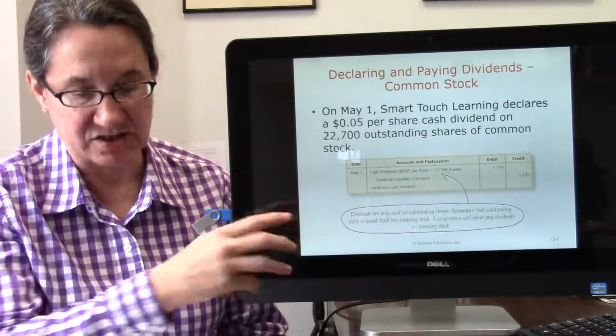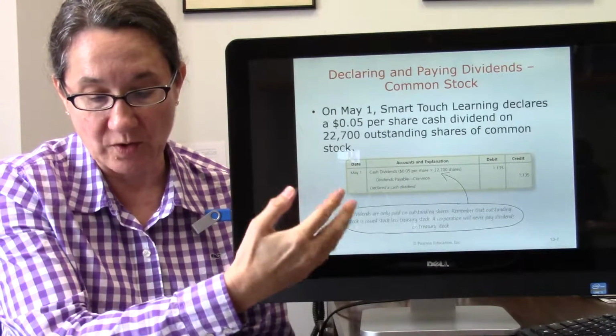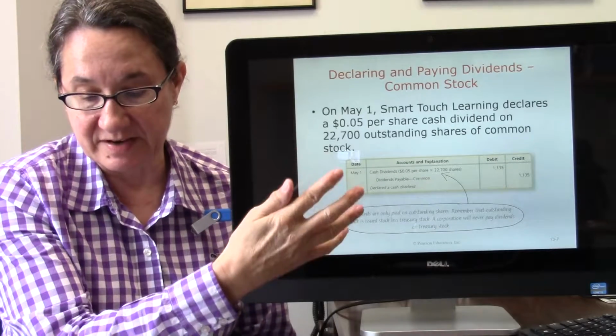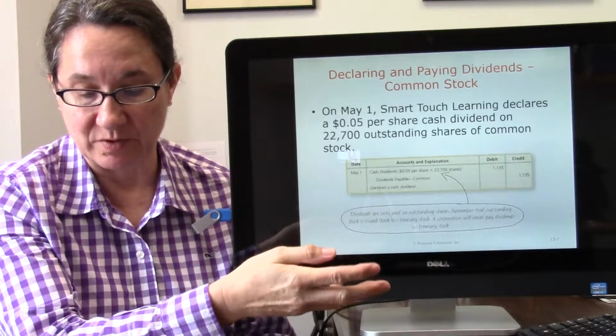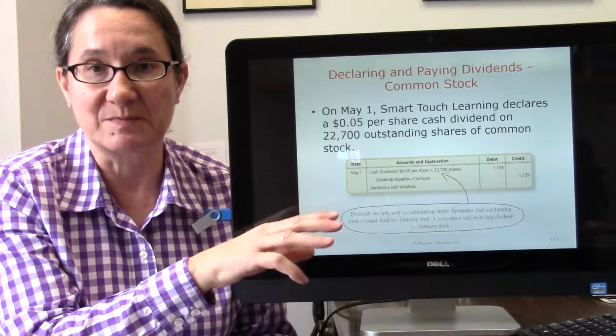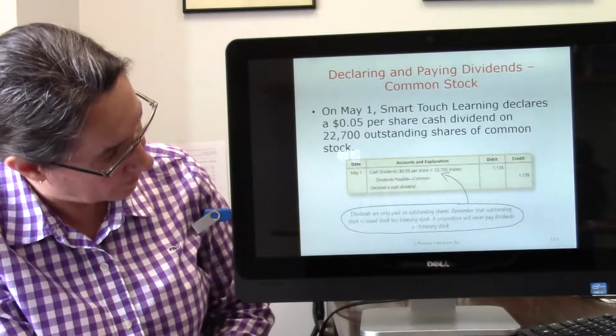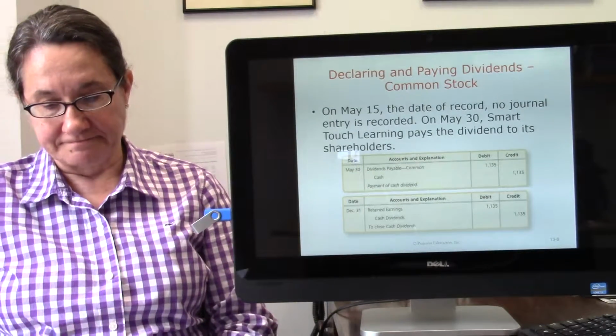So here's that transaction. We're not paying anything. We're just recording that we have dividends and a dividend payable, which is a liability, current liability, right? Because it's within a year. So dividends payable, current liability, and dividends. All right. So then what happens?